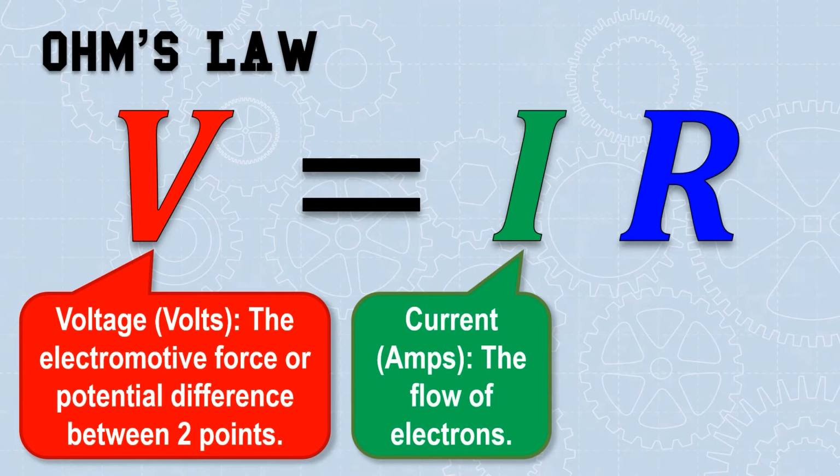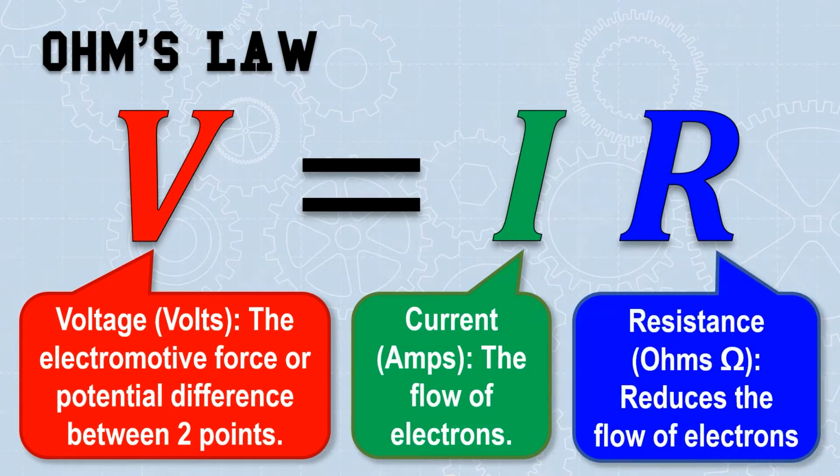This is the flow of electrons. Times our resistance, measured in ohms or the omega symbol. This reduces the flow of electrons. At individual points within a circuit and the circuit as a whole, you can examine and calculate using this relationship, Ohm's law. This is an example of a basic circuit.